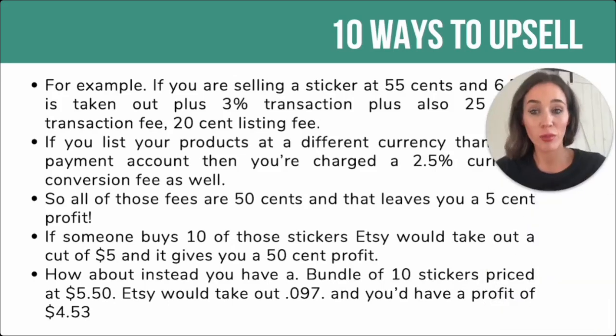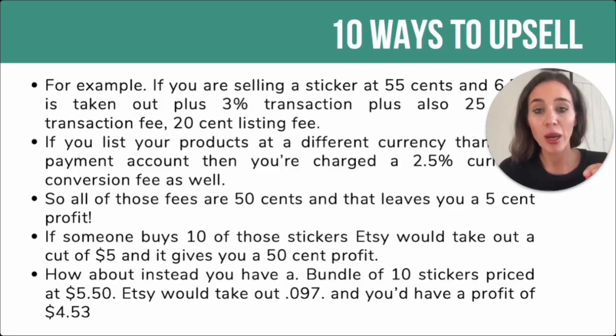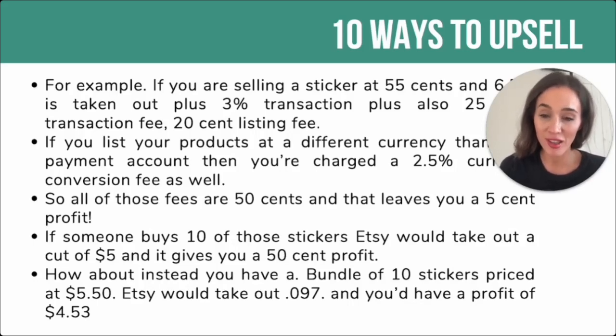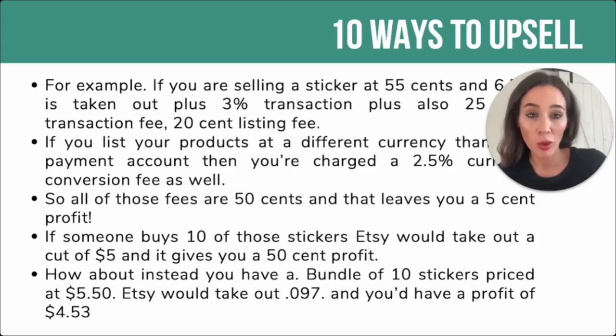For example, if someone were to buy 10 of those stickers and click quantity 10 from Etsy's quantity dropdown, then Etsy is going to take a cut of $5, and that's going to leave you a 50-cent profit. So the way around this is to create a variation where you title it quantity and you have bundles. So you have quantity 2 as an option, quantity 10 as an option. So a bundle of 10 stickers priced at $5.50. It's the same price to the customer. That is going to give you a profit of $4.53.